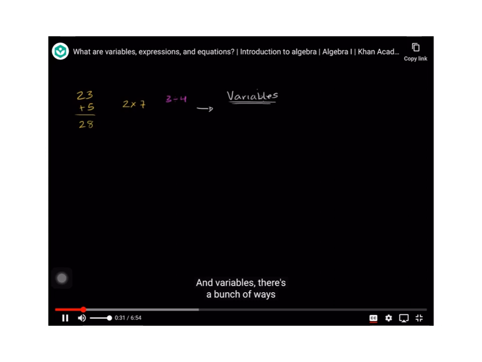And variables, there's a bunch of ways you can think about them, but they're really just values in expressions where they can change. The values in those expressions can change. So for example, if I write x plus 5, this is an expression right over here. This can take on some value depending on what the value of x is. If x is equal to 1, then x plus 5, our expression right over here, is going to be equal to 1, because now x is 1. It'll be 1 plus 5, so x plus 5 will be equal to 6.